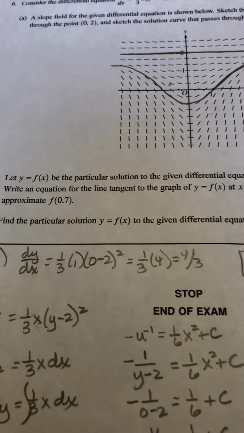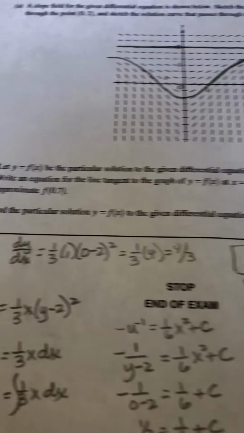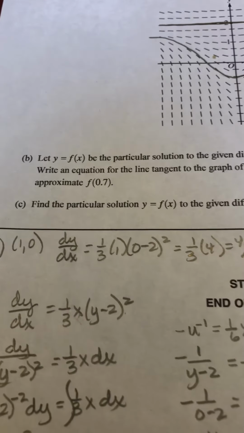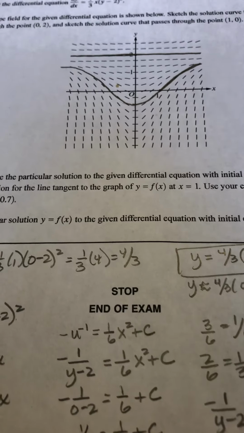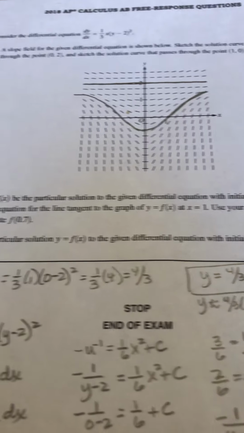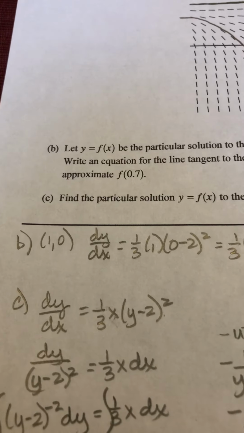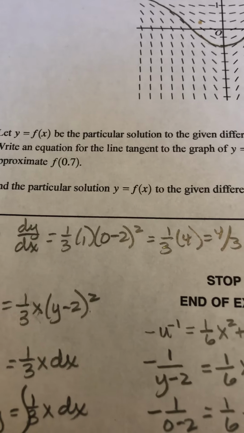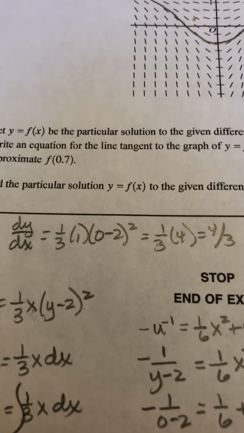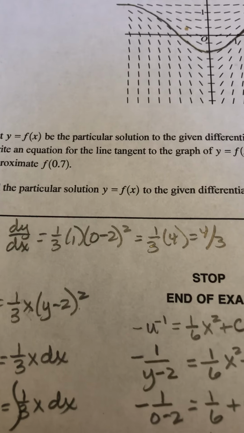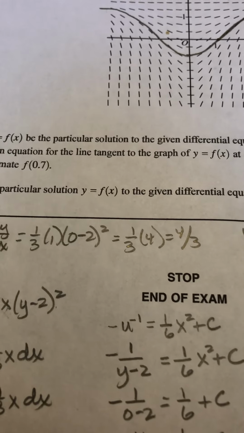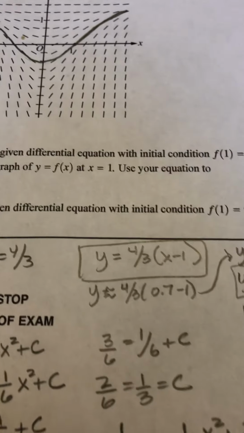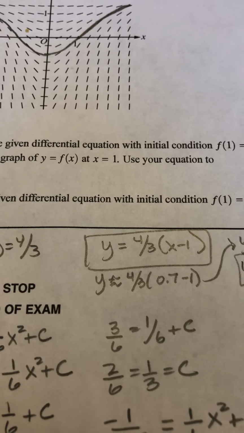Now part B, write an equation for the tangent line and then use it to estimate or approximate a value. In order to write an equation of a tangent line, we need a point. Well, if they tell us at x equals 1, we already know the point (1, 0) from above. So at x equals 1, y equals 0. And then dy/dx, we sub in that x and y. So it's going to be 1/3 of x, so 1/3 times 1, times (y minus 2) squared, so times (0 minus 2) squared. So that gives us 1/3 times (negative 2) squared, or 1/3 times 4, or 4/3. So our line is y equals 4/3 times (x minus 1).